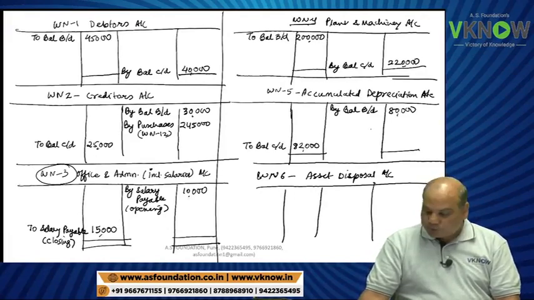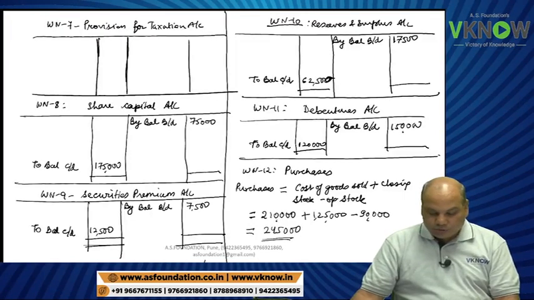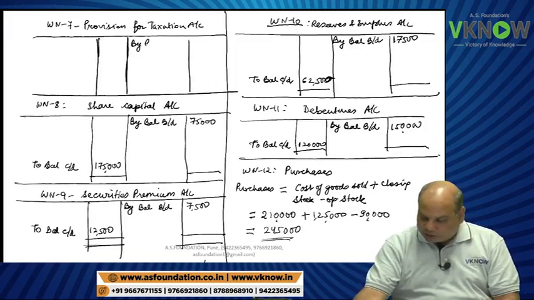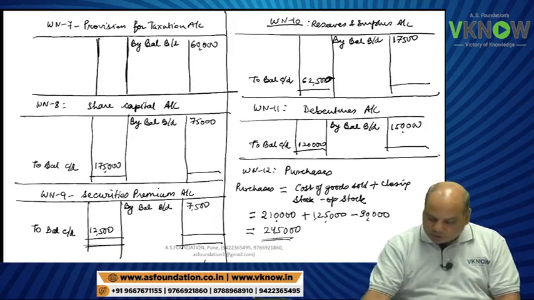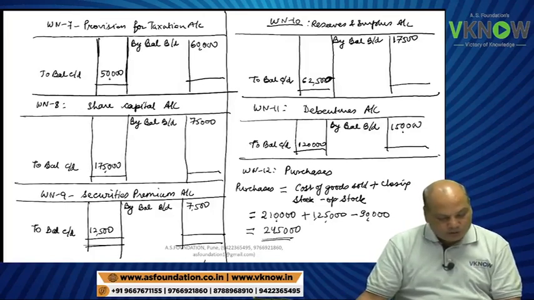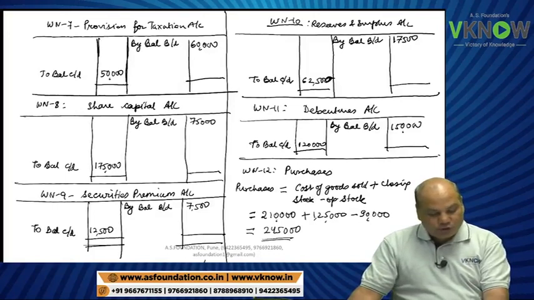Next item is provision for taxation, working note number 7. By balance brought down, provision for taxation 60,000, and debit side to balance carried down is 50,000. And what about provision for dividend?